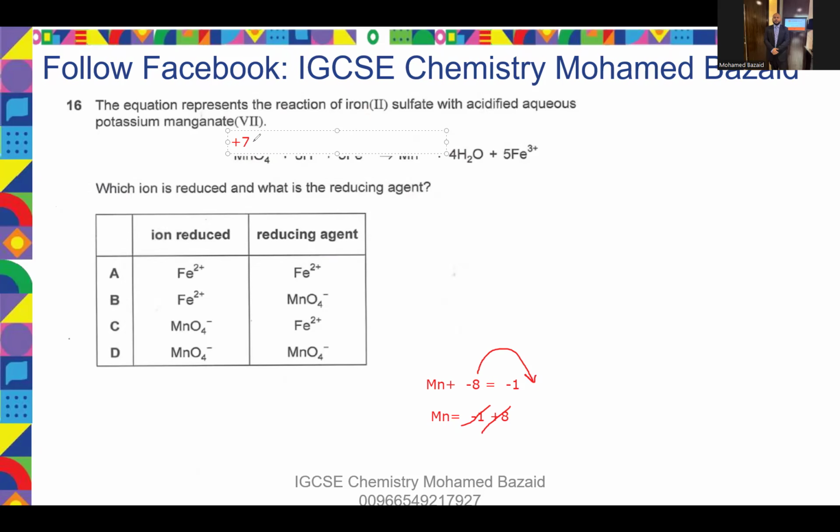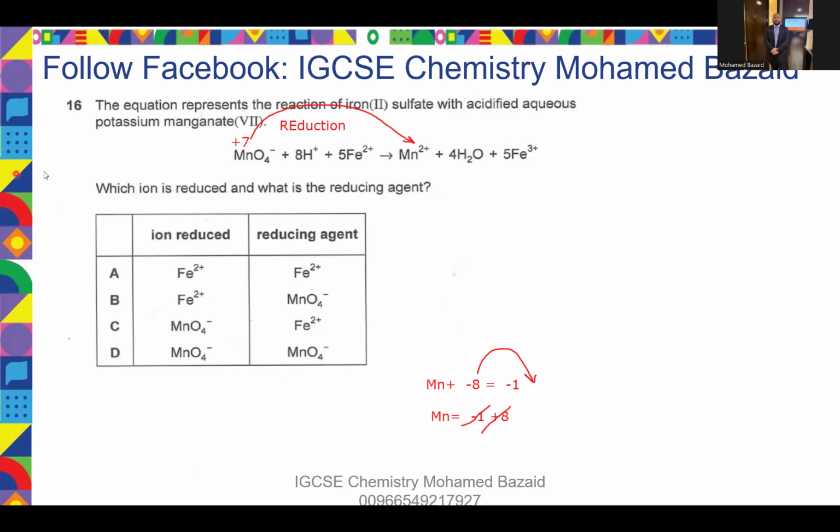If you check, manganese is +7 and turns to +2. The oxidation number decreases. So what is this? This is a reduction process. Why reduction? Because the oxidation number decreases from +7 to +2. The ion reduced should be MnO4. So the answer is C or D.